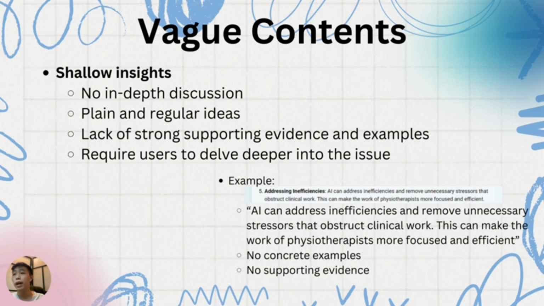For example, when we asked about the benefits of GenAI in the physiotherapy industry, it just answered, AI can address inefficiencies and remove unnecessary stresses that obstruct clinical work. This can make the work of physiotherapists more focused and efficient. It didn't give answers or examples of what the inefficiencies are, nor what the unnecessary stresses are. Overall, the answers are too general and vague, and it is hard to mimic human work.